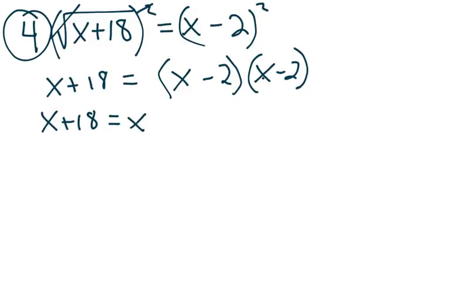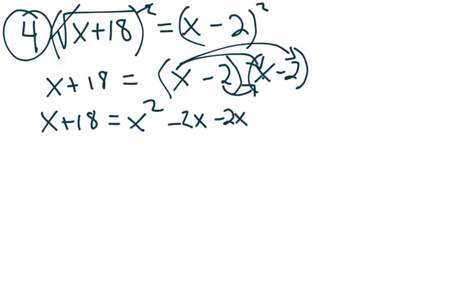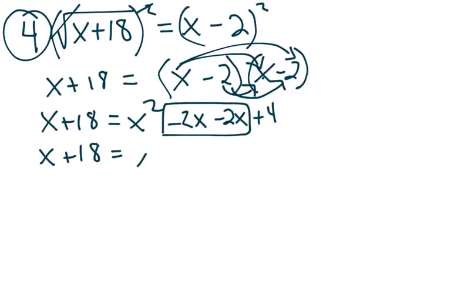X times x is x squared. X times negative 2 is negative 2x. Negative 2 times x is negative 2x. Negative 2 times negative 2 is positive 4. Okay, here is where we are doing the simplify part of step 3, the simplify and solve. I'm going to go ahead and combine these two pieces, which gives me negative 4x plus 4.